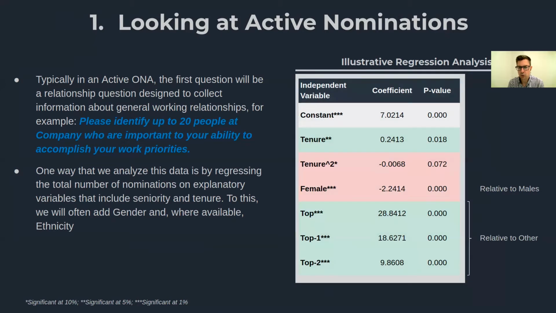Then you'll see we've included both tenure and tenure squared. As you would expect, as people increase in terms of the number of years that they've been with an organization, their number of nominations or relationships increase. But what I want to focus on here is this female attribute. The interpretation of this is that females in this organization, relative to males, controlling for tenure and also for seniority, which you'll see is included down below, have 2.2 fewer nominations on average.